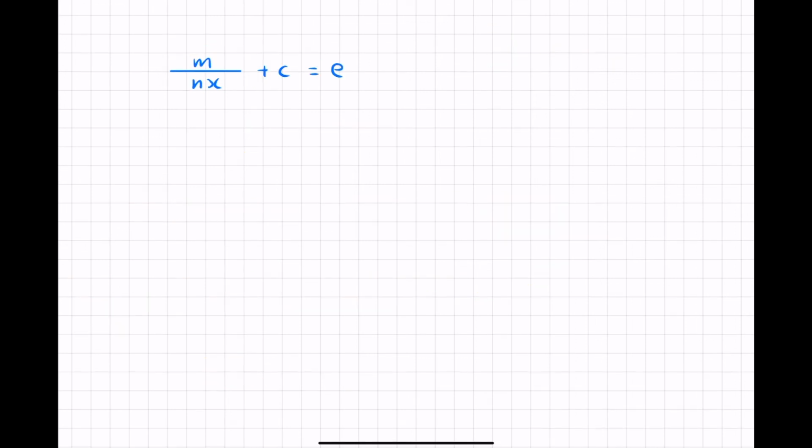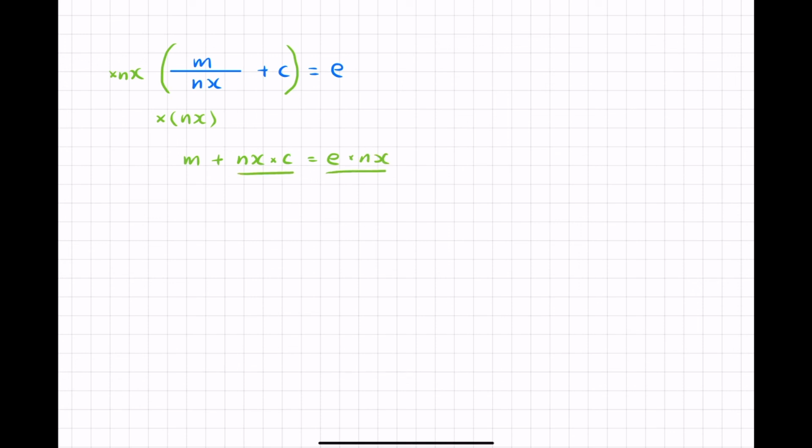What about this question? Would you multiply both sides by nx? Why or why not? Have a go at this question and I will show you the answer in a minute. If you want to multiply both sides by nx, then you will have to multiply everything. Remember, this is in the bracket. You have to multiply the left-hand side by nx, and that will give you m plus nx times c equals e times nx. But now you have x on both sides.